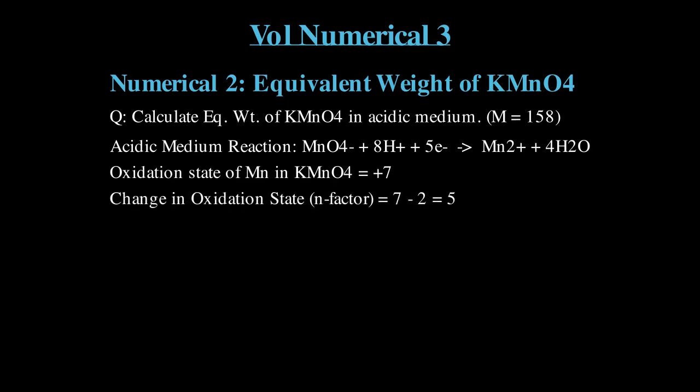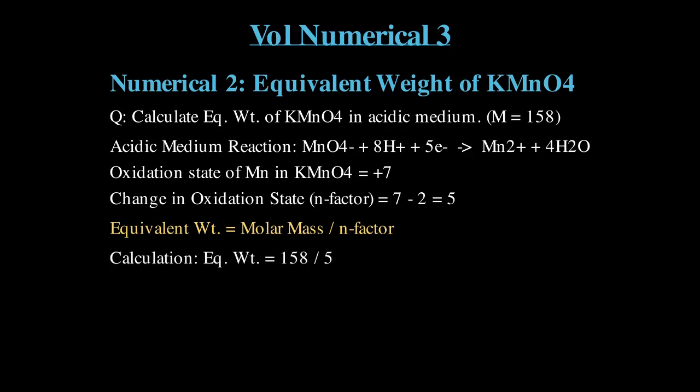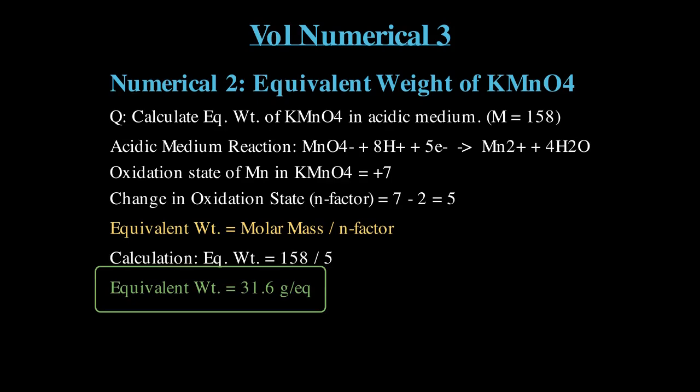So, the change in oxidation state is the initial state, +7, minus the final state, +2, which gives us a change of 5. This means 5 electrons are gained per formula unit. The formula for equivalent weight is simple. It is the molar mass divided by the number of electrons transferred, which is our change in oxidation state. So, we substitute the values, 158 divided by 5. This gives us our final answer, 31.6. Therefore, the equivalent weight of KMnO4 in acidic medium is 31.6 grams per equivalent.